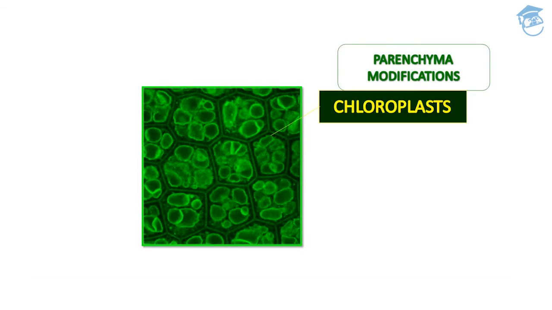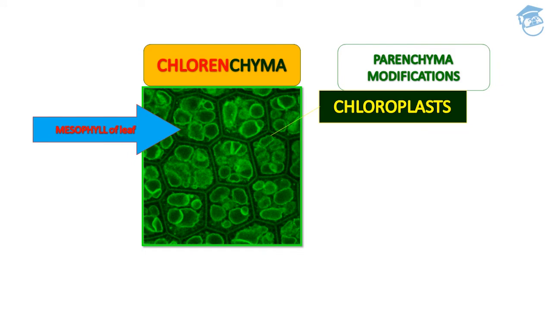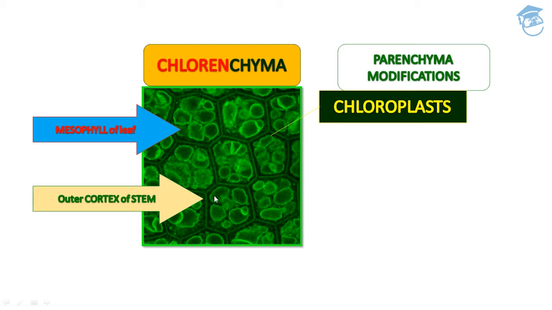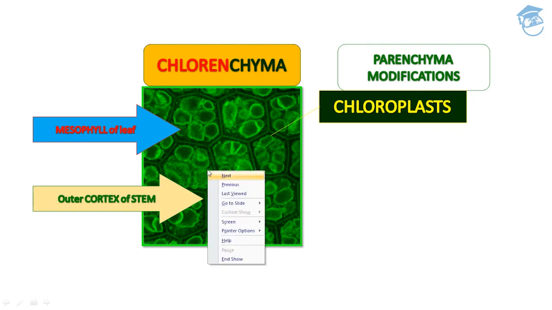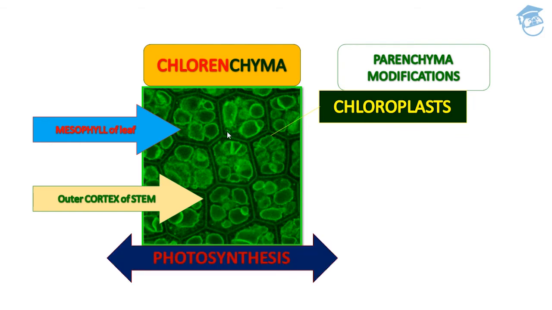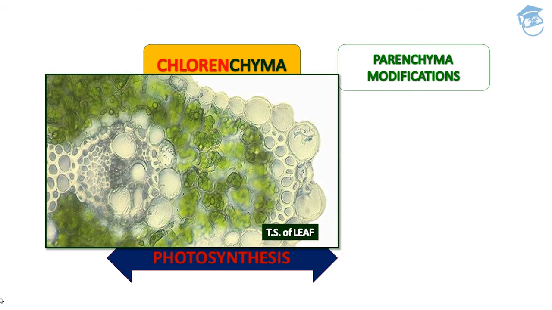Now, what are the parenchyma modifications? As I just told you, if they develop chloroplast, then they are called chlorenchyma. Chloro means chlorophyll, and enchyma is a modification of parenchyma. So this is the mesophyll of the leaf wherein chloroplast is present. That's why it is called chlorenchyma, and this is the outermost cortex of the stem. It performs photosynthesis because it has chloroplast in it. This is the transverse section of a leaf showing chlorenchyma.